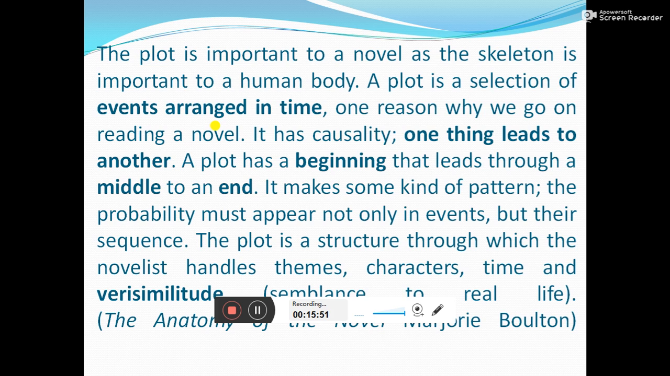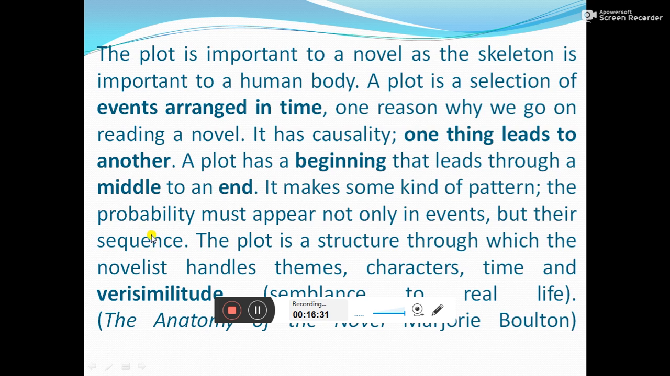A plot has another important thing. A plot has a beginning that leads through a middle to an end. So these three important elements of the plot are significant to note: beginning, middle, and end. This particular beginning, middle, and end makes some kind of pattern.